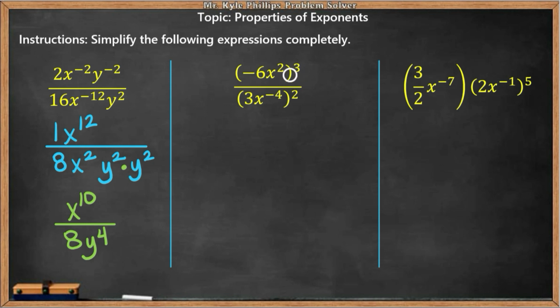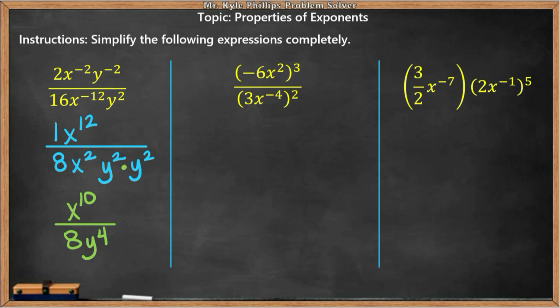Here you have a power property. So remember, this 3 is going to go to each value in the parentheses. This 3 will go to the negative 6, and it will go to the x squared. Same on the bottom. This 2 is going to go to the 3 and the negative 4. So let's write that out.